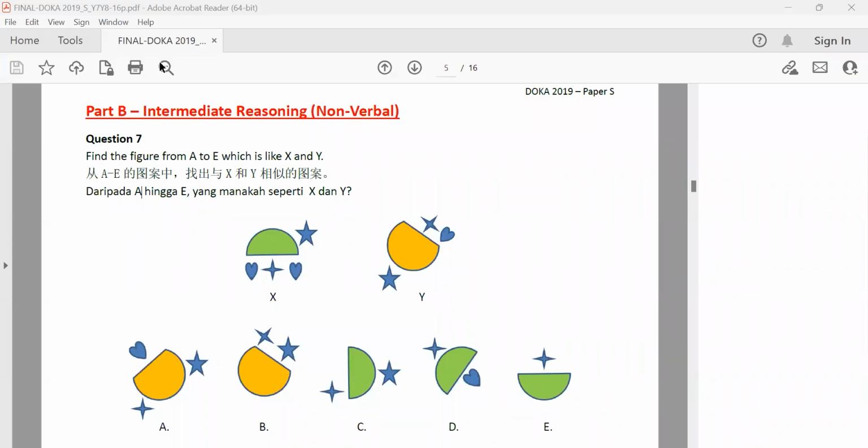All right. Let us look at this question. DOKA 2019 paper S, that is for year 7 and year 8 students. So let's look at this question 7 under non-verbal reasoning, or under this part B, intermediate reasoning. Find the figure from A to E, which is like X and Y.